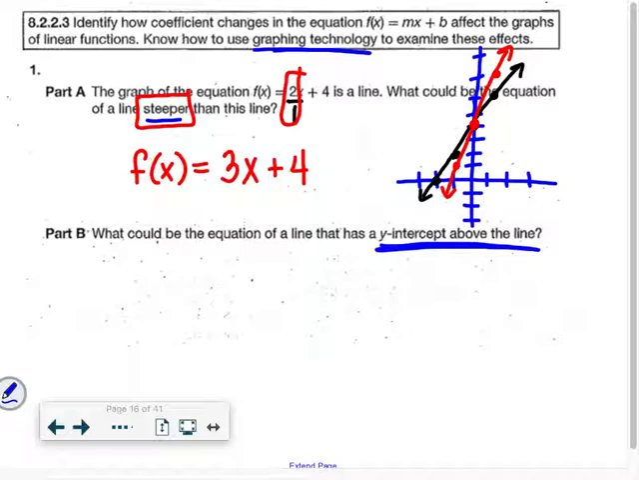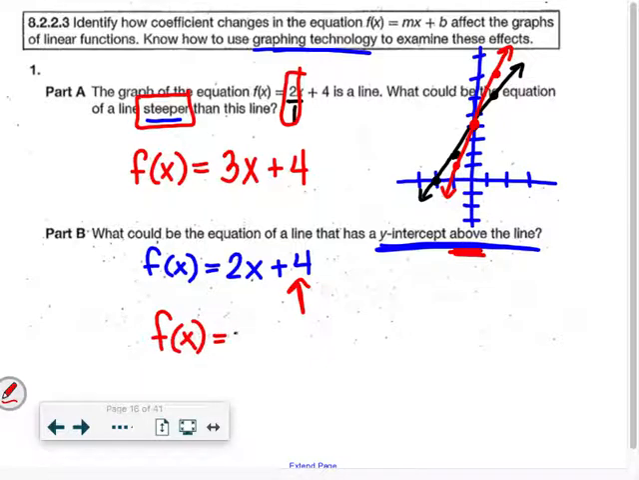Part B says, what could be the equation of a line that has a y-intercept above the line? Well, this is changing the other part, because the y-intercept, so not the slope, but the y-intercept is positive 4. So if you need above that, that just means any number higher than that. So I will pick 7. So f of x equals 2x plus 7. That would have a y-intercept above the original line.